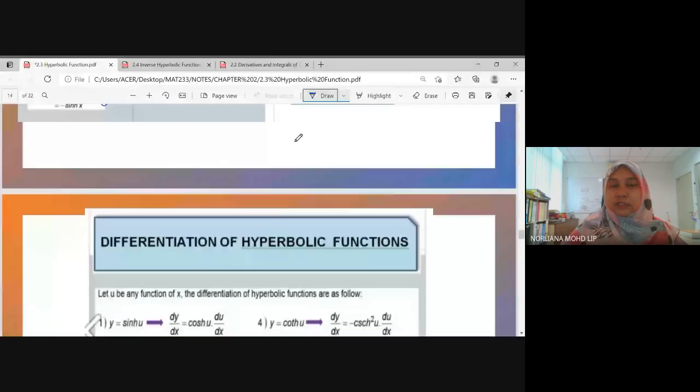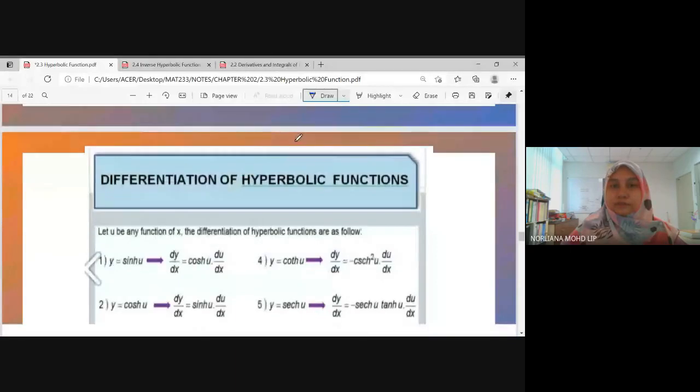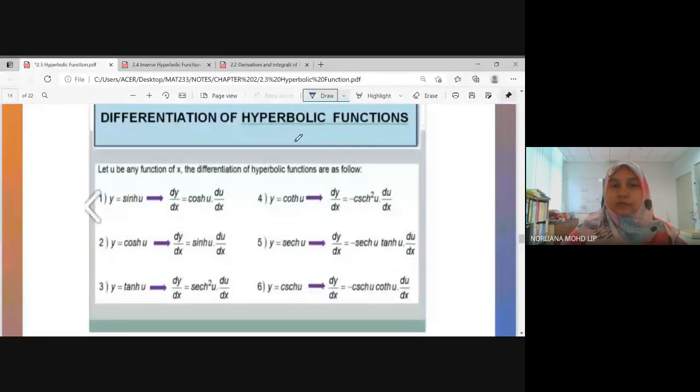Okay, then we look at the differentiation of hyperbolic function. There are 6 formulas for differentiation of hyperbolic function. These formulas are given in the final exam, in the list of appendix. Okay, so you can look at this.